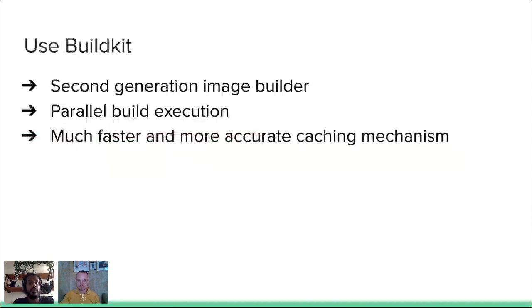And yeah, use Buildkit. Buildkit is a second generation image builder. I think it's available in Docker from version 18. Among many other things, it supports parallel build execution, so it will build your stages concurrently, and it has a much better caching mechanism. It also has a much better garbage collection mechanism, and there are many more features, some of which are still experimental, and hopefully they will be tested and available soon.